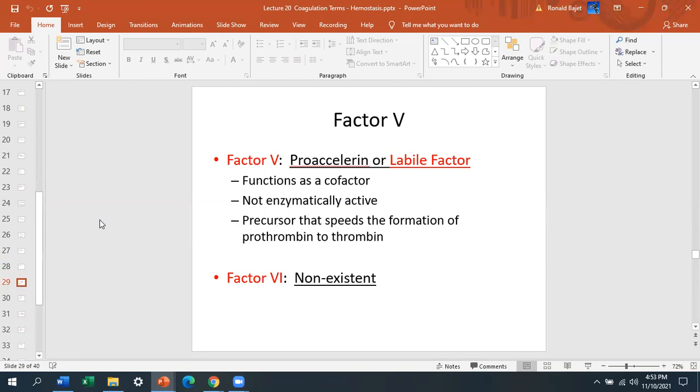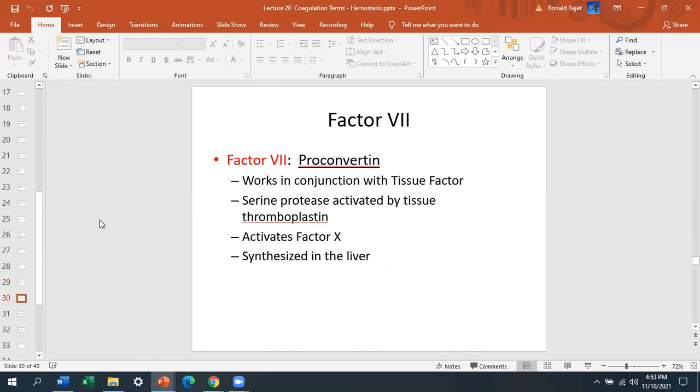Factor 5 has another name, labile factor. So make sure you know the alternate names, proaccelerant or labile factor. It functions as a cofactor. It's not enzymatically active. A precursor that speeds the formation of prothrombin to thrombin. So 5 is important for the conversion of prothrombin to thrombin. Factor 6, forget about factor 6 because it doesn't exist. Okay, there's no such thing as factor 6.